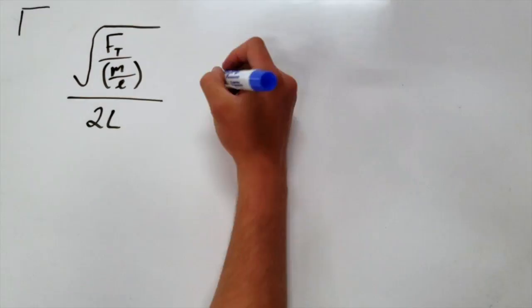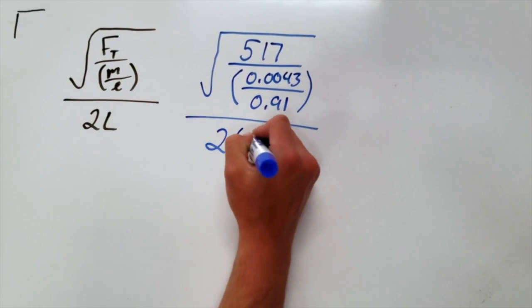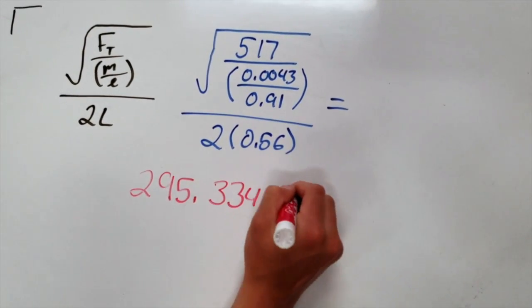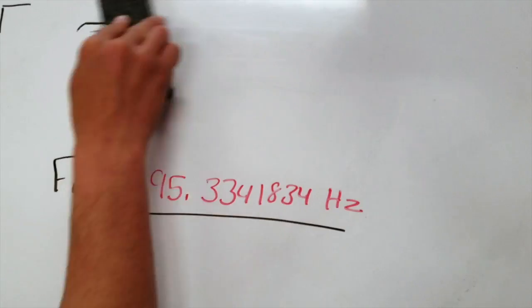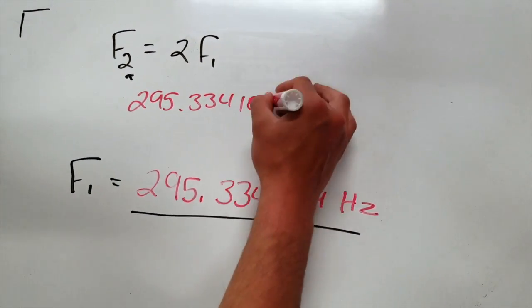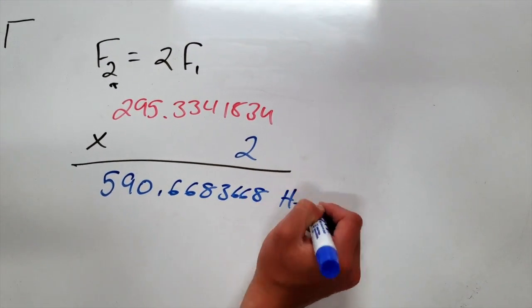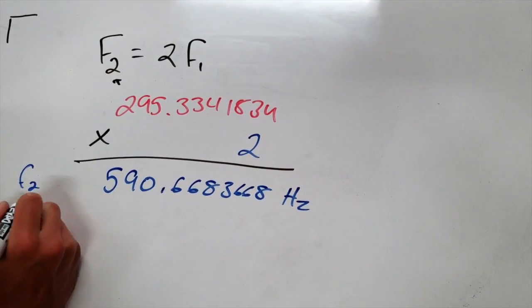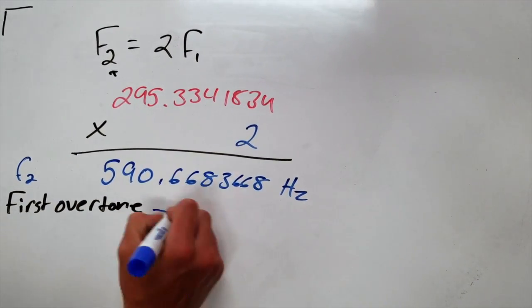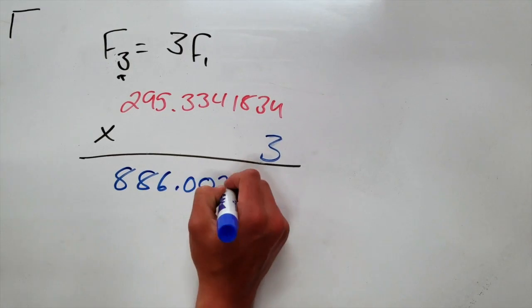So we can substitute all these values into our fundamental frequency formula to get that the fundamental frequency is 295 hertz. Now we can multiply this by 2 to get the first overtone, or the second harmonic, to be 590 hertz. We can then take this and multiply the fundamental frequency by 3 to get our third harmonic, or our second overtone, at 886 hertz.